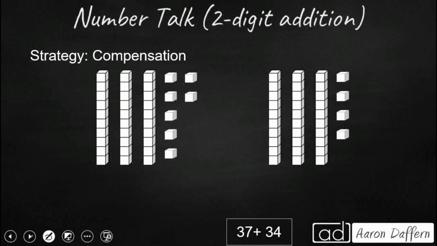Finally, we can finish with compensation. And what this does is this lets us change both of our numbers into easier numbers. So we're going to find our add-in that is closest to the next 10. So it's this 37 that we looked at in our first strategy of making tens. We're 3 away. But what we're going to do is steal 3 from this 34 over here. So I'm going to literally take those away, and now I'm going to make a new number of 31.